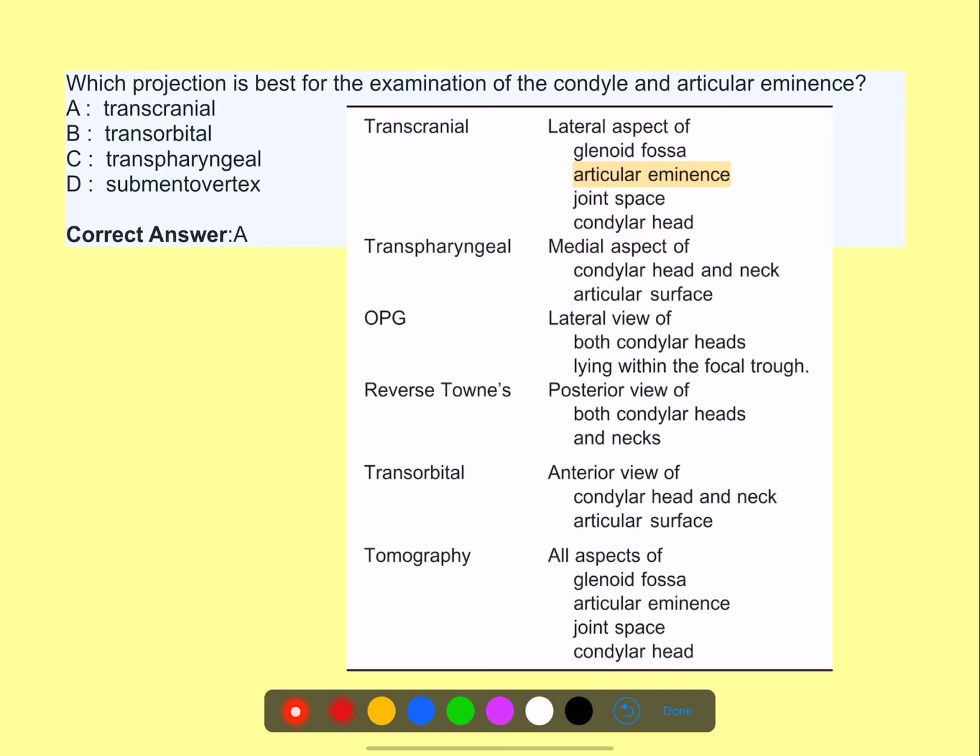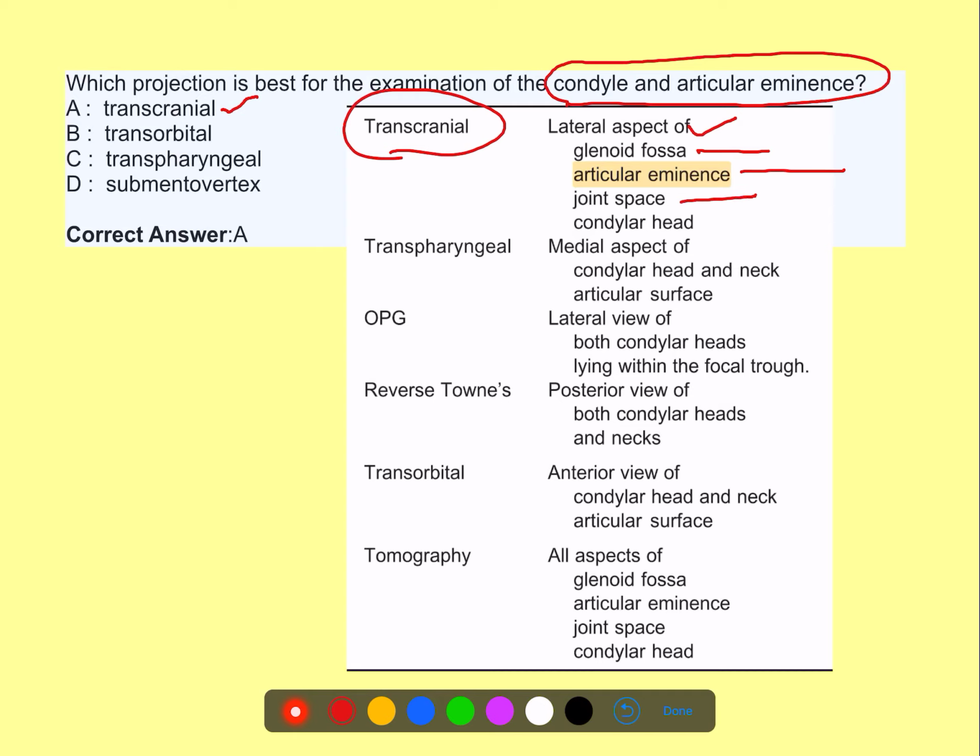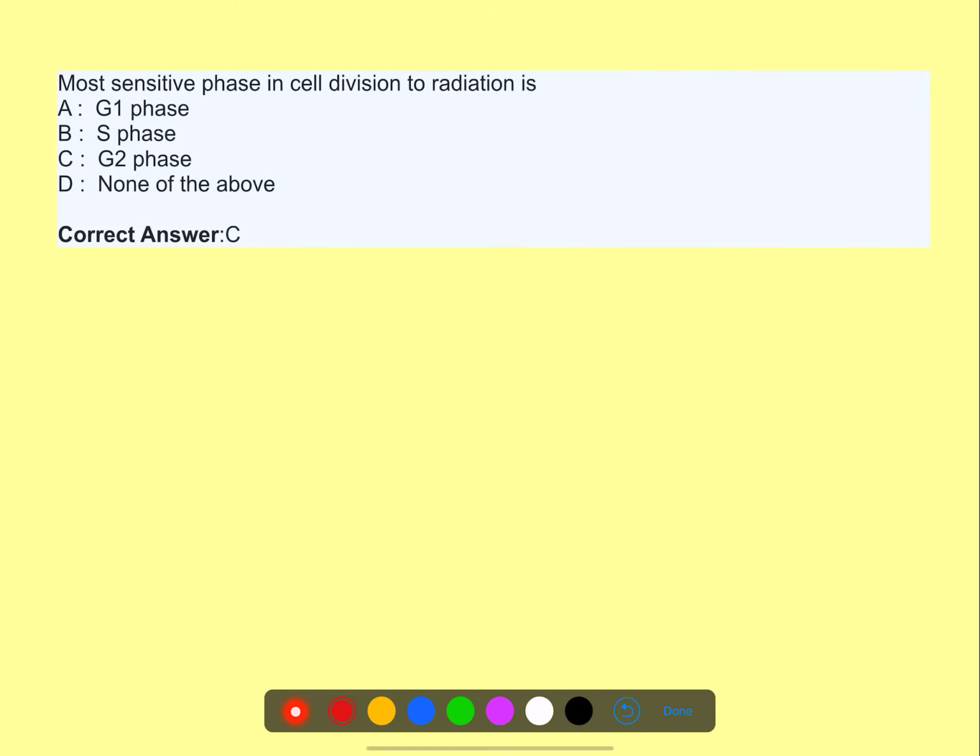Which projection is best for the examination of the condyle and articular eminence? The transcranial view is the best for the examination of the condyle and articular eminence. In the transcranial view, we can see the lateral aspect of the glenoid fossa, articular eminence, joint space, and condylar head. These are the list of radiographs used for the TMJ, and in each view different structures of the TMJ can be examined. This is very important, so you can note it down.